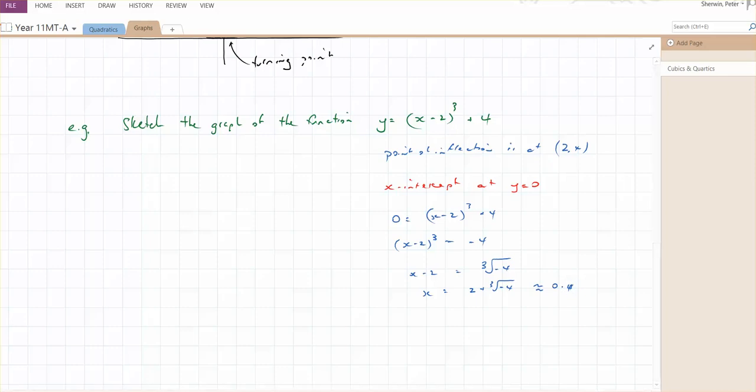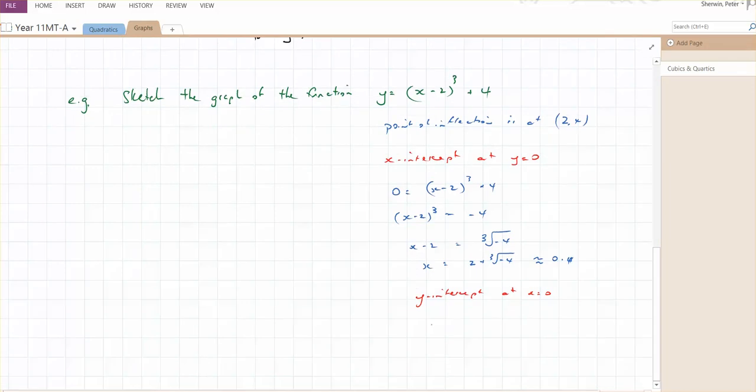Okay, and we're going to get the y-intercept while we're at it. Y-intercept is at x equal to 0. And if we put 0 in there, we get y equals minus 2 cubed plus 4, that's minus 8 plus 4, which is minus 4.